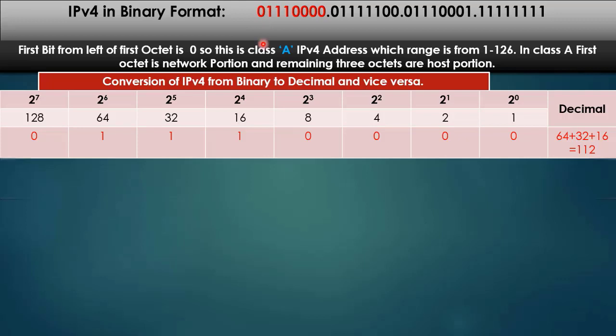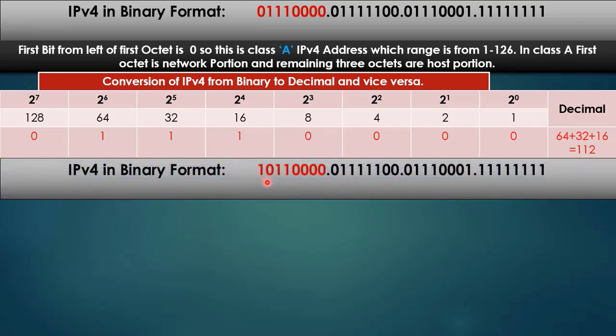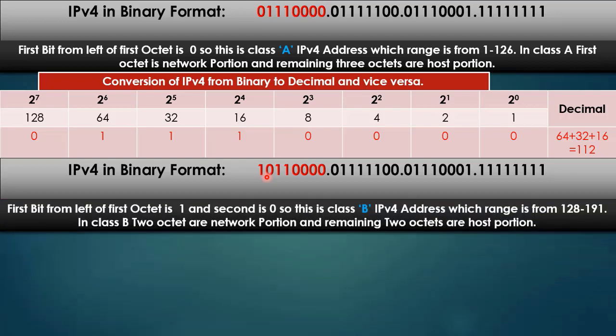Now if the first bit is 1 and the second bit is 0, put your eyes closed and write that you are in class B. Class B range starts from 128 and ends at 191. In class B, 2 octets are network portion and 2 octets are host portion.